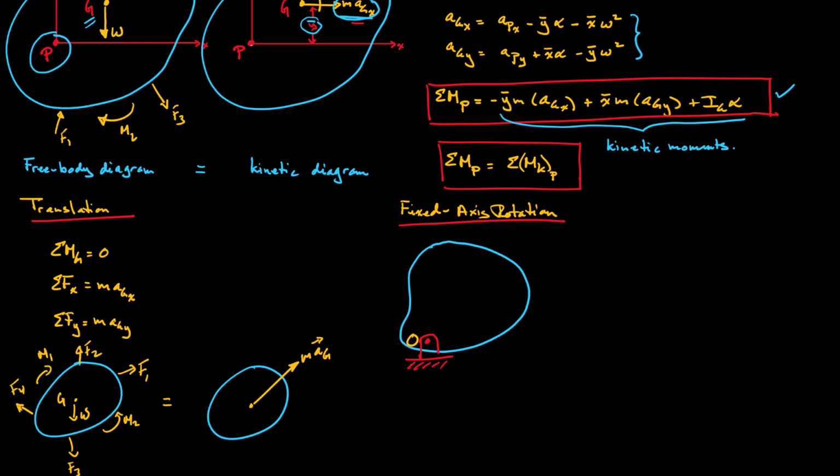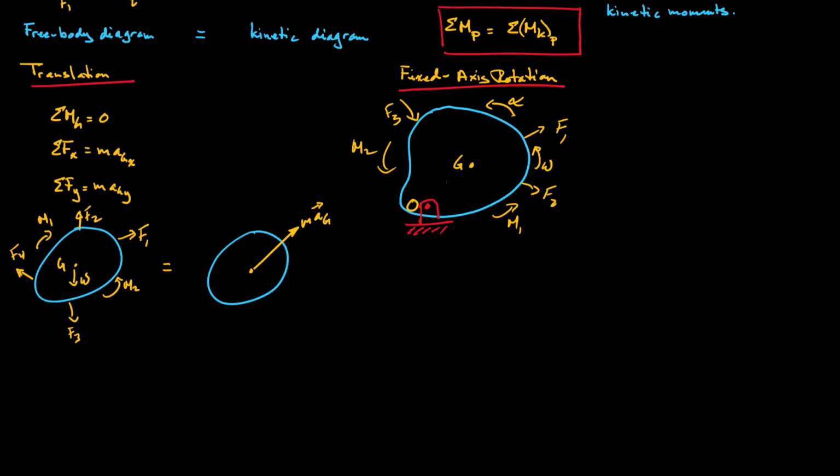And again, we could have a bunch of forces here, F1, F2, F3, and some moments as well, M1, M2. And so we might have an induced angular acceleration, alpha, and angular velocity, omega. And we have a center of mass over here, center of mass G. This is not quite a free body diagram, so let's turn this into a free body and kinetic diagram.